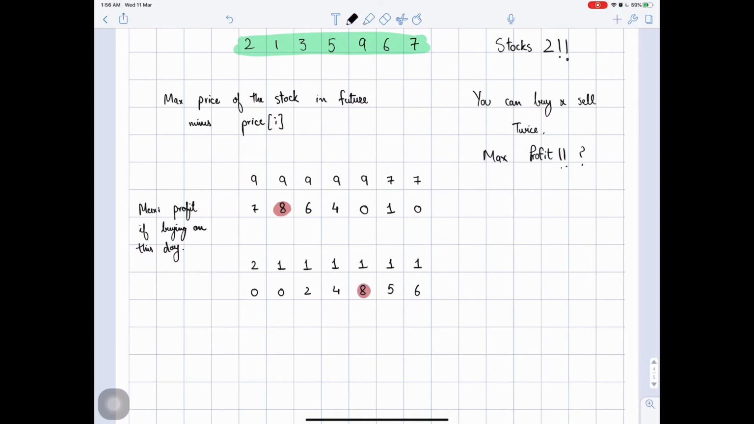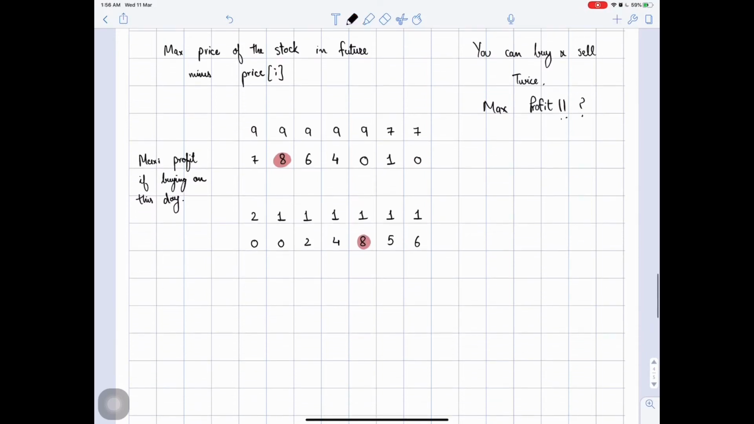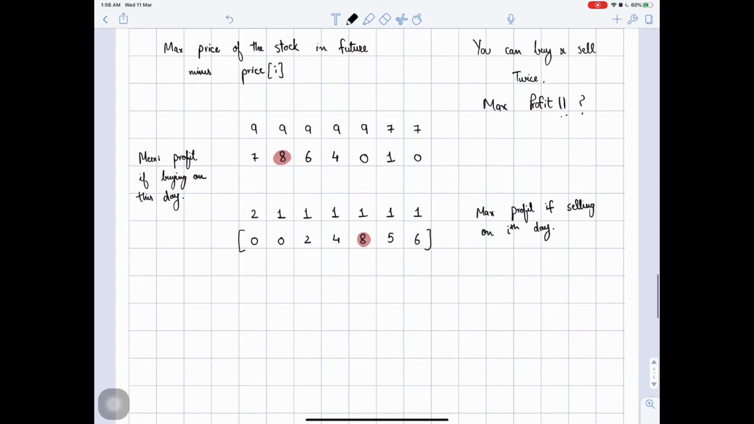So this was the second strategy. Let's see quickly what an element of this array signifies. It means the maximum profit if selling on the ith day, right? So if we are clear on this, we are going to use these two to build our solution.